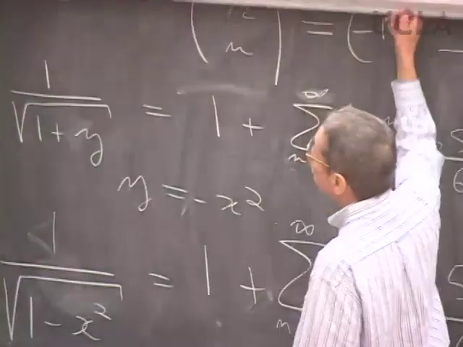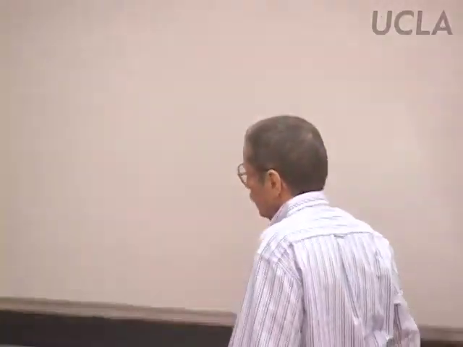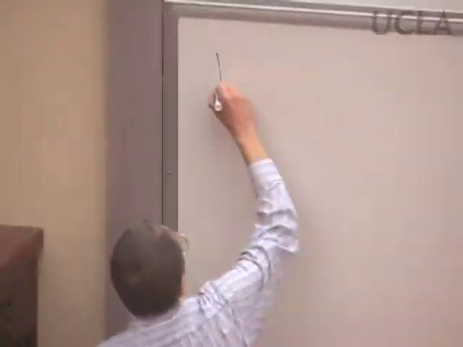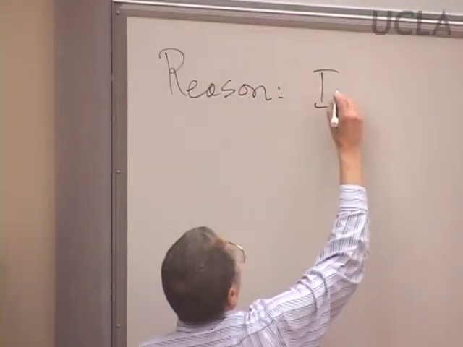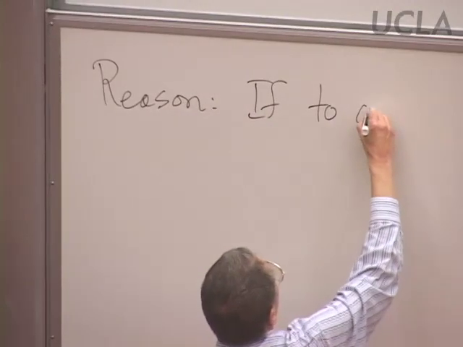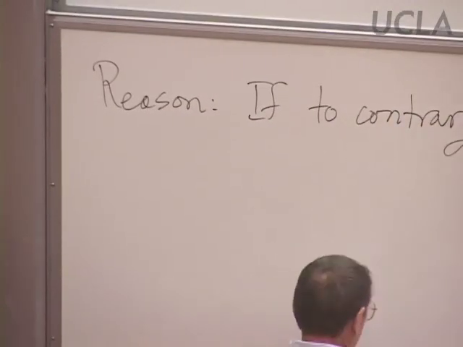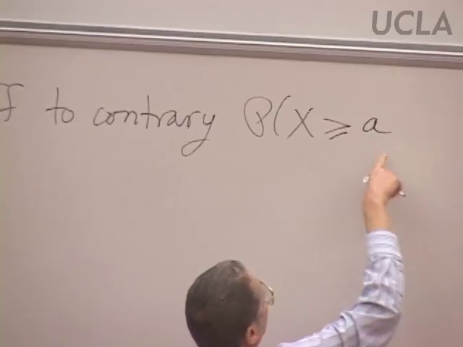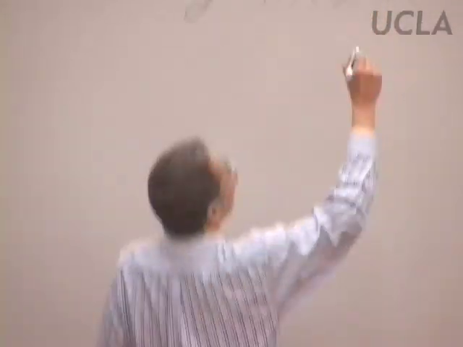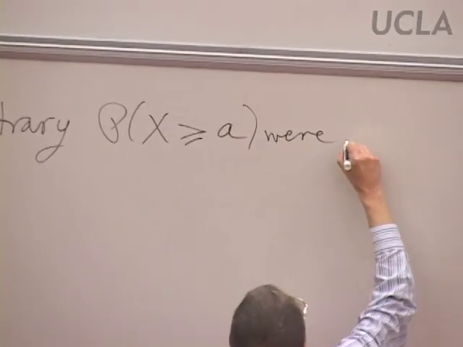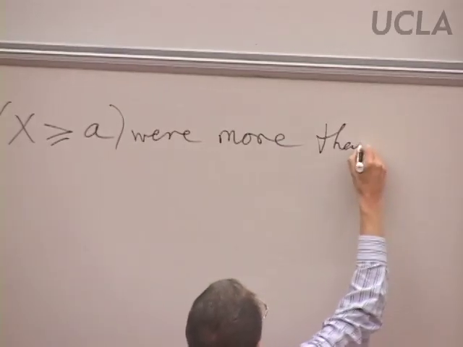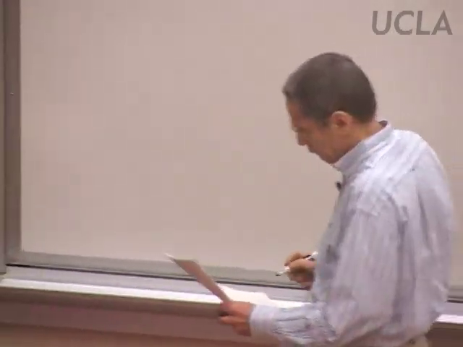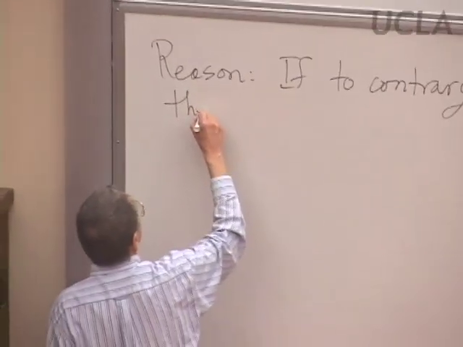And the reason that's true, well, not necessarily a rigorous derivation, but to give an idea of that, well, how could it not be true? I mean, if to the contrary, the probability of being large, that is, a or more, were strictly more than mu over a, that would have dragged the mean up.